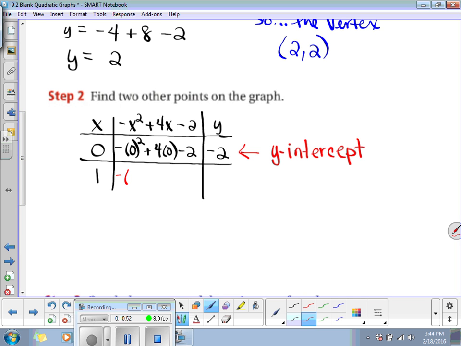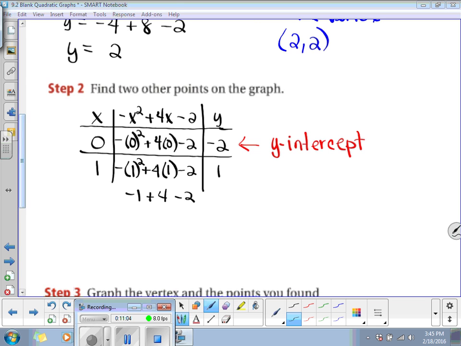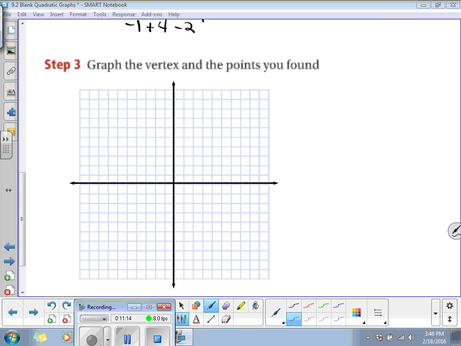All right, so one more point. We've got negative 1 squared plus 4 times 1 minus 2. All right, so there are your two other points on your function table. And step 3 is to graph.